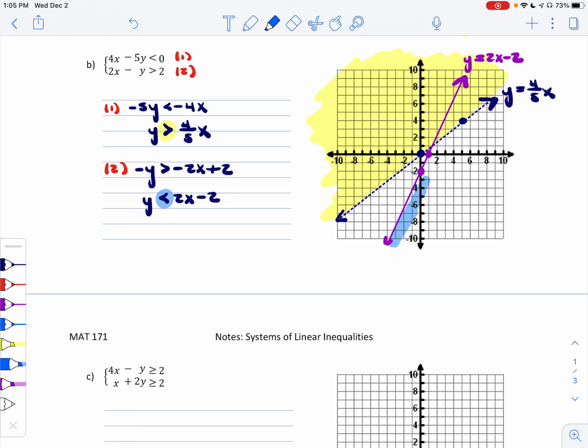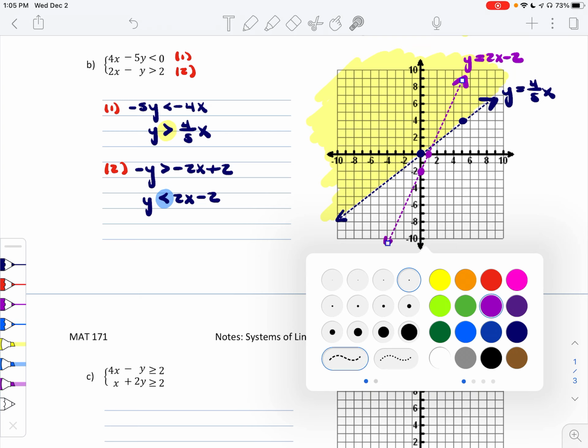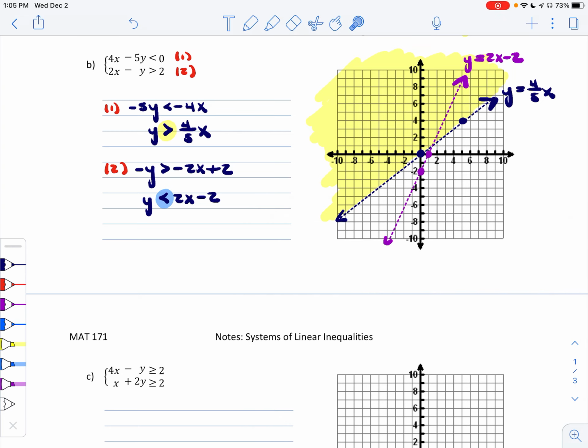Oh, and again, actually, let me real quick remind you that since this is strictly less than and not less than or equal to, again, we want to make sure that this is a dotted line. Okay, so if it's not equal to, it's a dotted line. Okay, now let's go ahead and shade below that line.